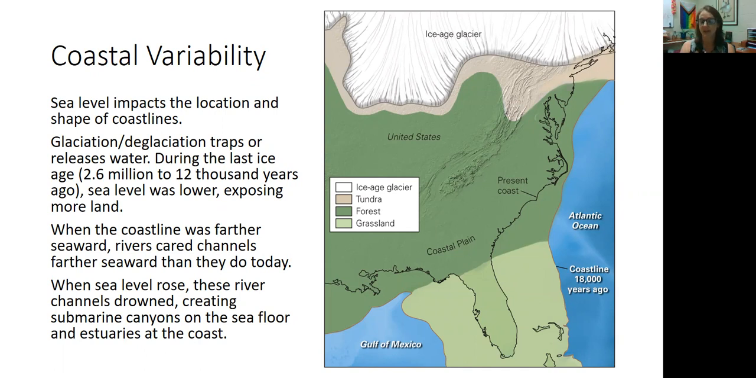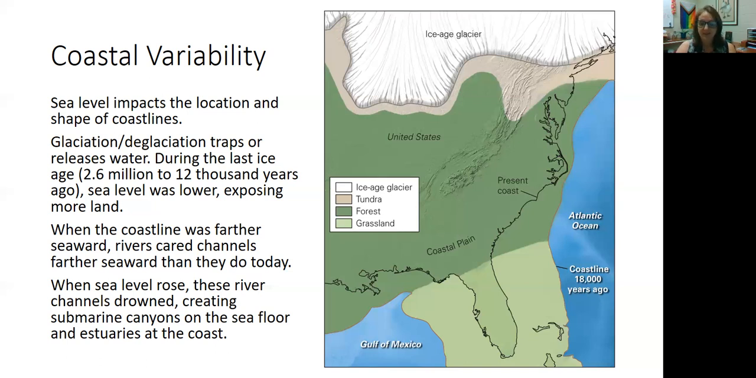So sea level was lower and a lot of land was exposed. So 12,000 years ago, if we stayed where we were, we would be nowhere near the coastline. The coastline would be way offshore where our continental shelf is now. So when the coastline was farther seaward, rivers and their channels also cut over the land farther seaward. Right? And then when sea levels rose, these river channels were drowned, which is one of the ways we have submarine canyons on our coastlines now. They used to be rivers when the water level was lower.